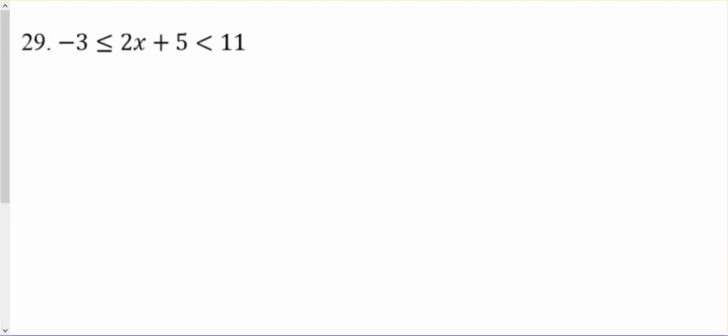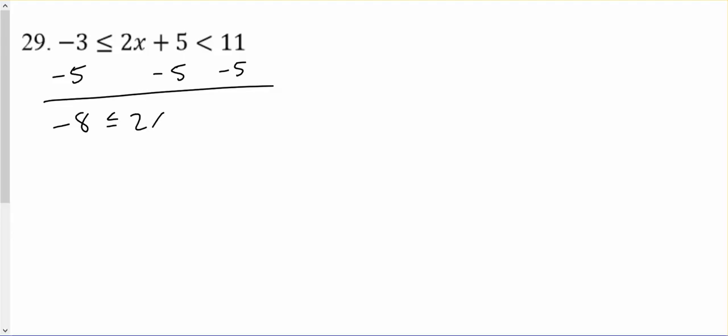Compound inequality, we're going to need to do what we do to all three sides, so we're going to subtract 5 from all three sides. We get -8 less than or equal to 2x, and 11 minus 5 is 6. Divide by 2, divide by 2, divide by 2. -4 less than or equal to x less than 3.